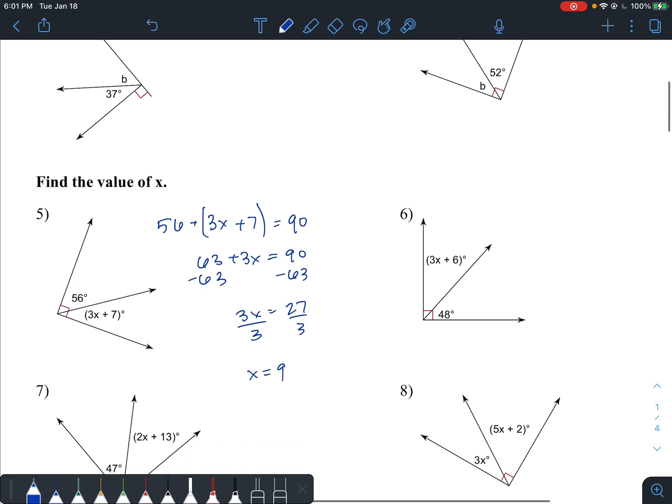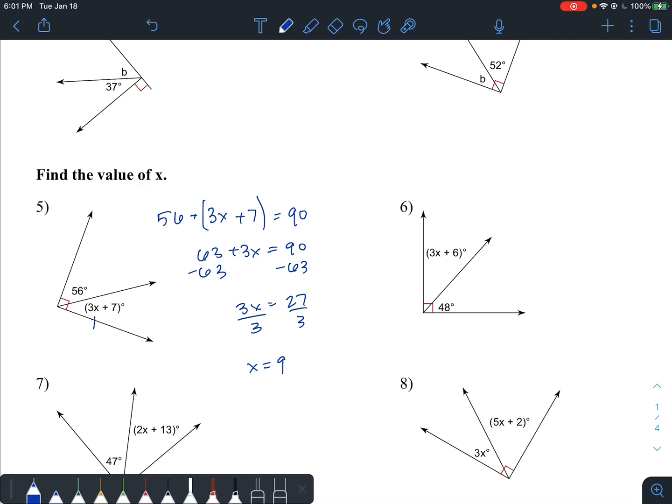Now, let's check our work. So if I plug 9 right here, I should get 3x, or 3 times 9, plus 7, which is 27 plus 7. So this angle right here has to be 34. Now, to double check, remember that this angle and this angle have to add to be 90. So 56 plus 34 does indeed add to be 90. So x here has to be equal to 9. Okay. So we're just making equations from these given diagrams here.